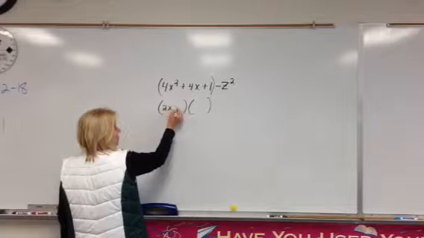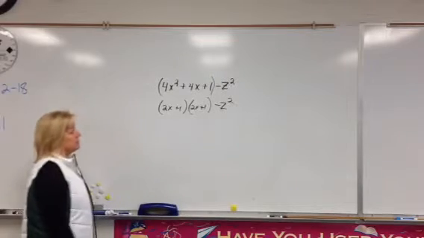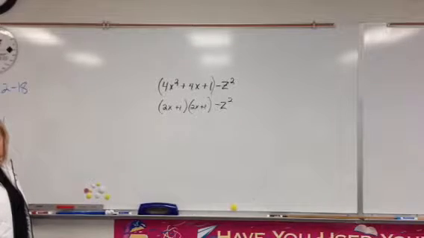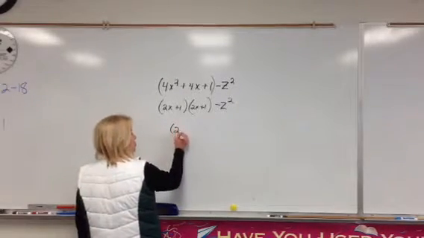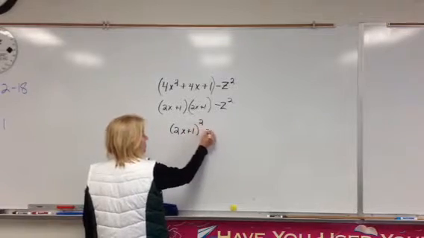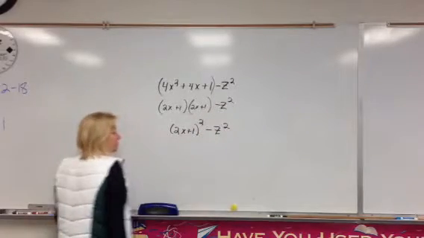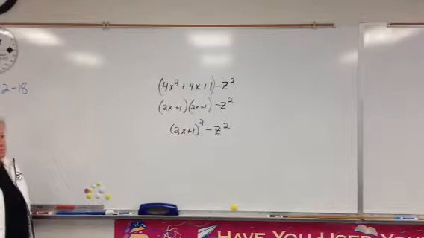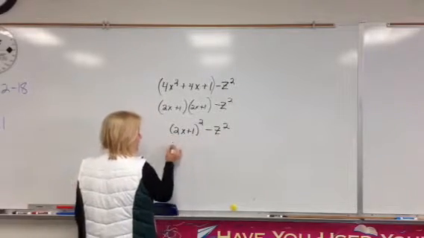I'm pretty sure this is going to be 2x plus 1, 2x plus 1, and then minus z squared, just to save time. Okay, so 2x plus 1 all squared minus z squared. Perfect square minus a perfect square.